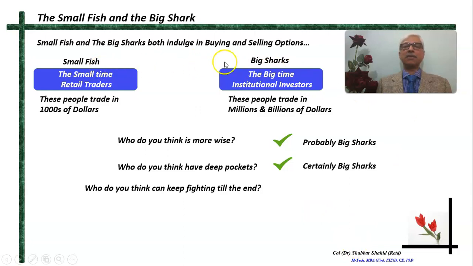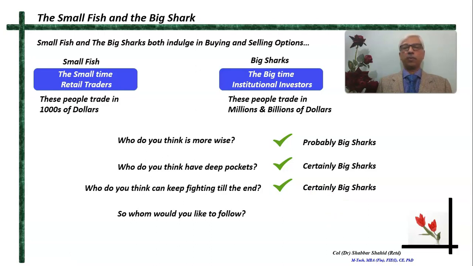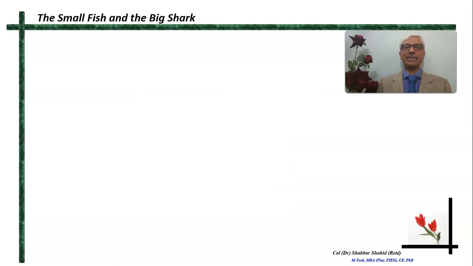So basically it is a fight. Okay. Who will survive till the end? Obviously the big sharks. And therefore, whom would you like to follow? Agreed that you are one among the small fish. But given a chance, if you are brought out of this ocean and you are given a chance as to whom would you follow, obviously you would like to follow the big sharks. Why? You would like to do the same thing that the big sharks are doing so that you can profit like them, you can generate money like them, isn't it?